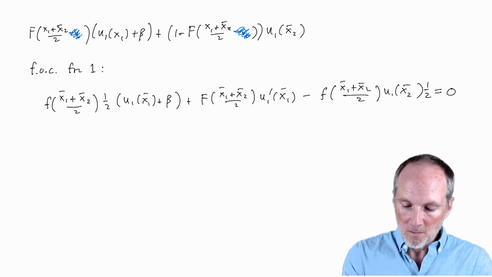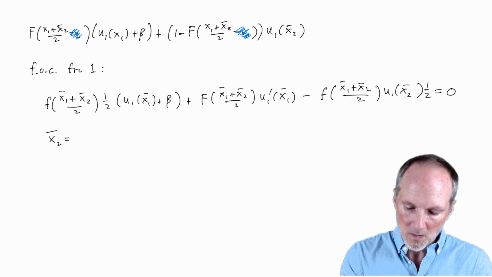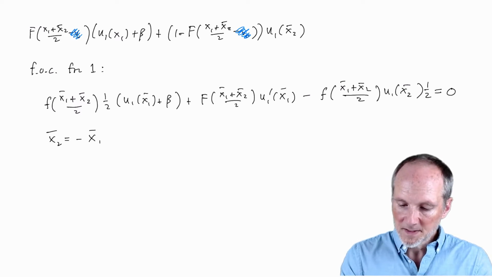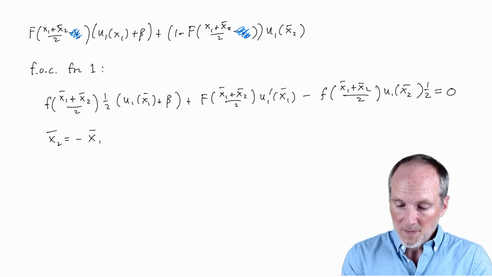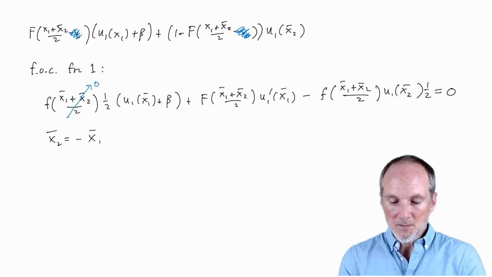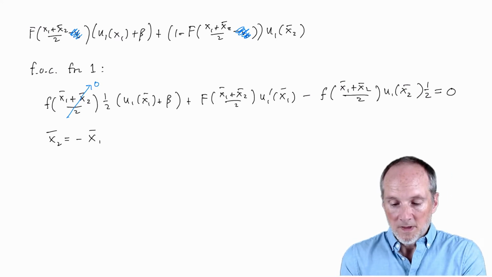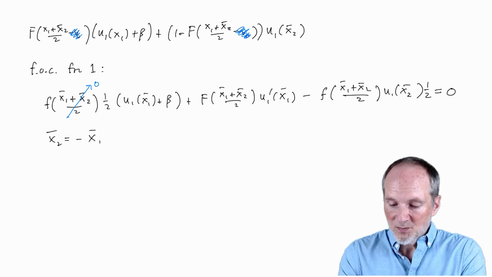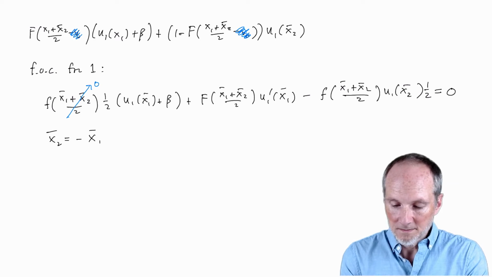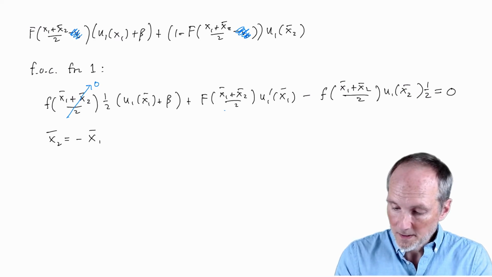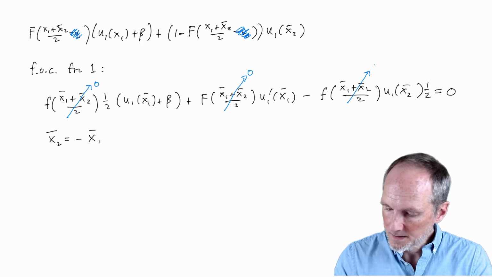But remember that we're looking for a symmetric equilibrium. So politician 2's proposal is just -1 times politician 1's. But that means that x1 bar plus x2 bar is 0. So in these arguments here, they just cancel out. So the argument of the density is just 0. And this is also 0, and this is 0.